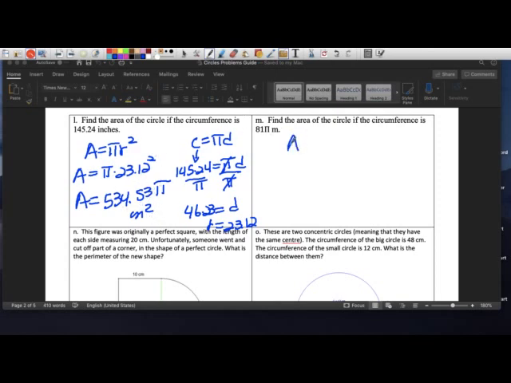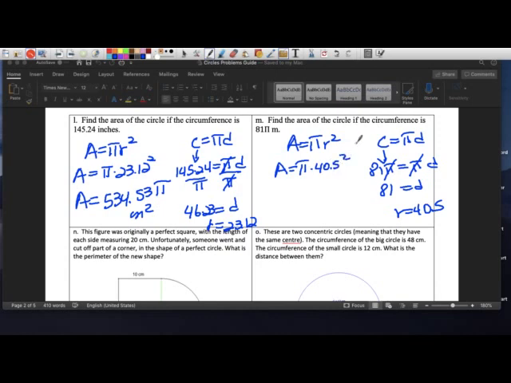Okay, so now again, we want to find the area of a circle. We need the radius, but we know the circumference. So let's use the circumference formula to find the diameter. The circumference is 81 pi equals pi d. Divide both sides by pi, and d is 81. So the radius is 40.5. So area equals pi times 40.5 to the second power. Again, we're leaving that in terms of pi, and the area is going to be 1,640.25 pi meters squared. Okay.